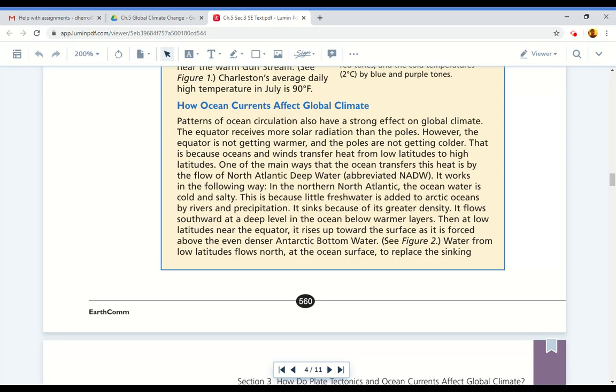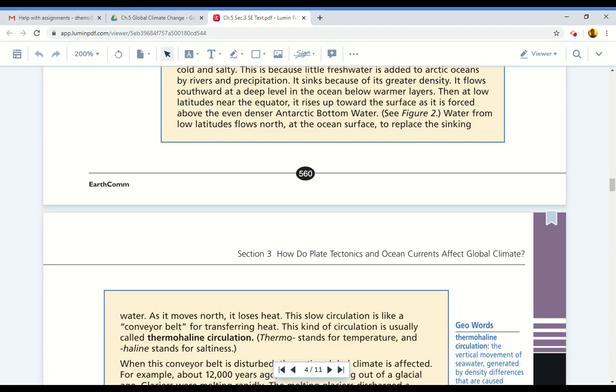In the northern North Atlantic, the ocean water is cold and salty. This is because little fresh water is added to Arctic oceans by rivers and precipitation. It sinks because of its greater density. It flows southward at a deep level in the ocean below warmer layers. Then, at low latitudes near the equator, it rises up toward the surface as it is forced above the even denser Antarctic bottom water. Water from low latitudes flows north at the ocean surface to replace the sinking water.